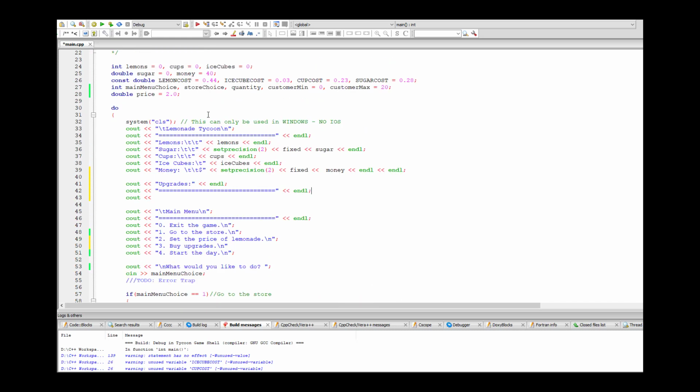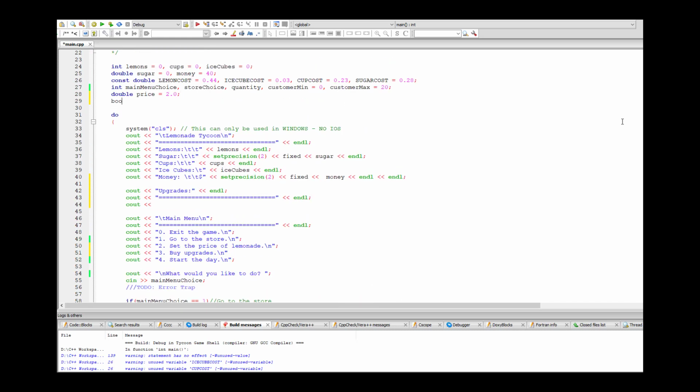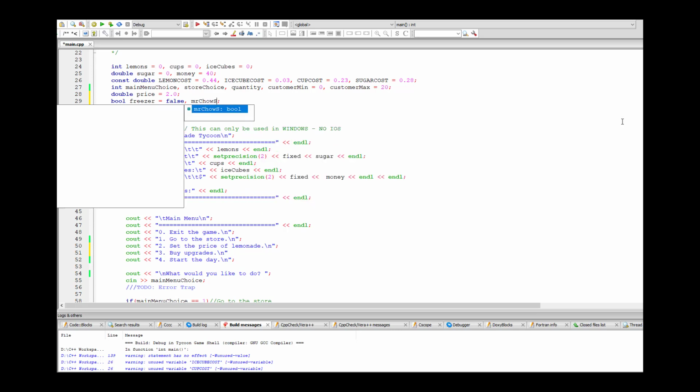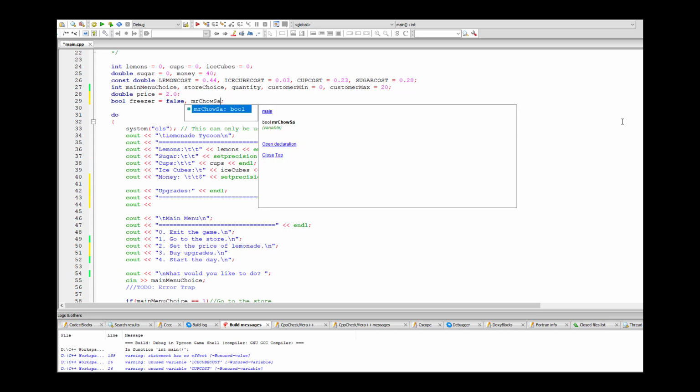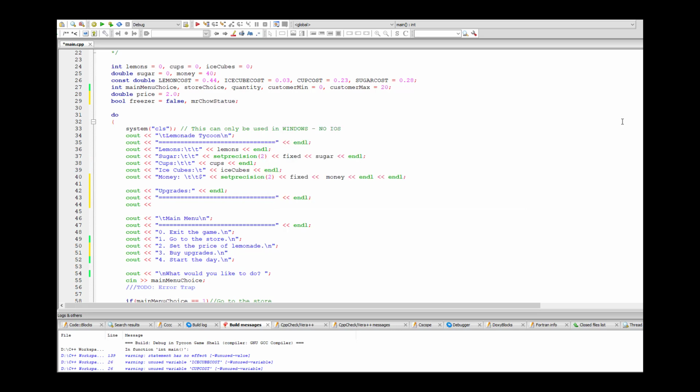Okay, so what we do is we actually create Boolean variables. Now remember, Booleans can either be true or false. So I'm going to create 2 upgrades for myself here, and I'm going to say Boolean freezer is equal to false. All right, so the first one is a freezer, and the second one is the Mr. Chow statue.